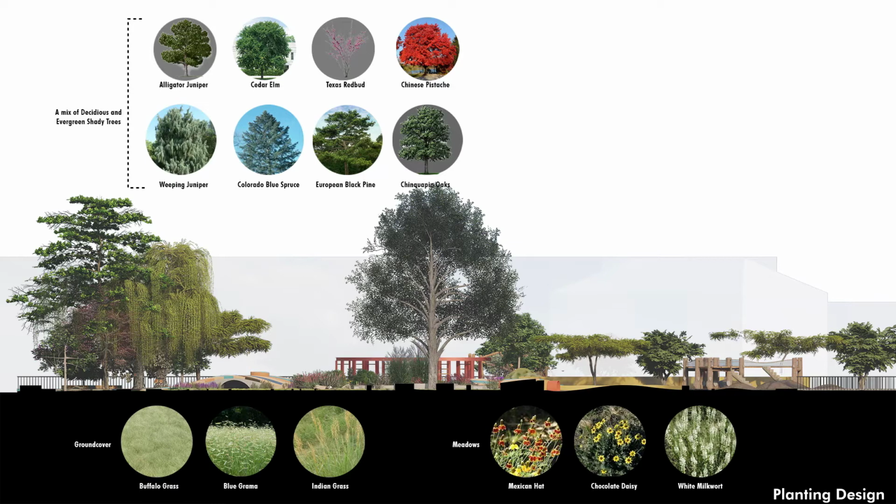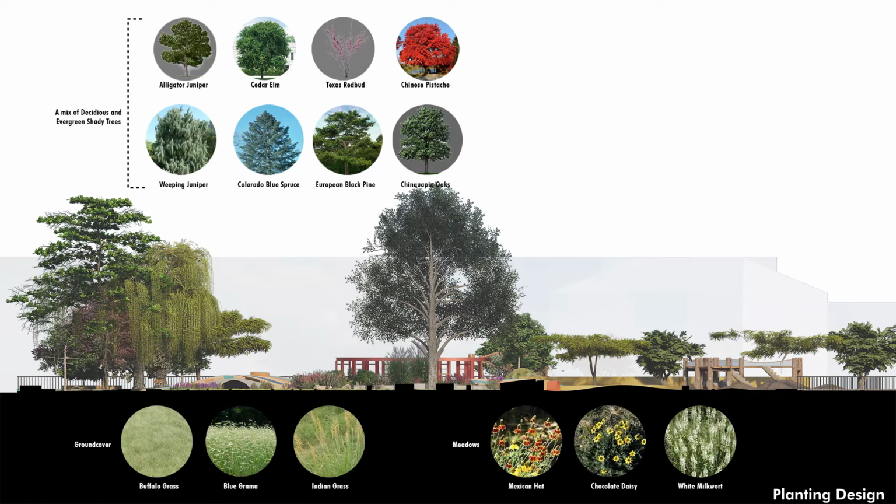The ground cover mostly consists of buffalo grass, blue grama, and Indian grass. In the meadows, alongside the ground cover, annual yellow wildflowers such as Mexican hat, as well as chocolate daisy, white milkwort, lazy daisy, and dahlberg daisy are used.